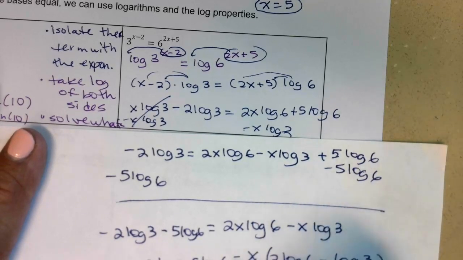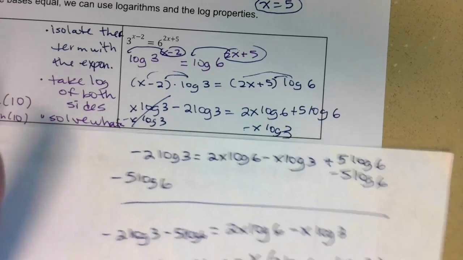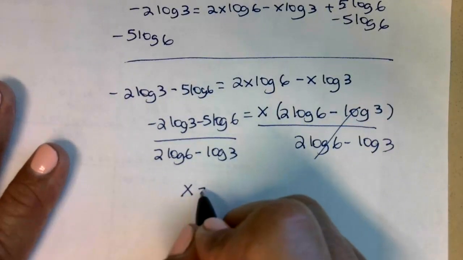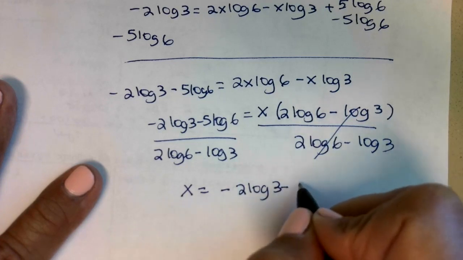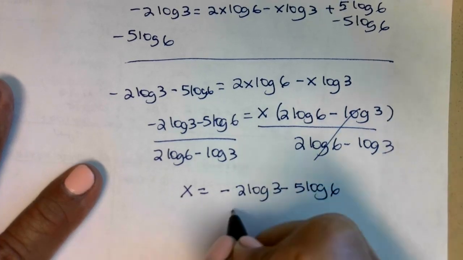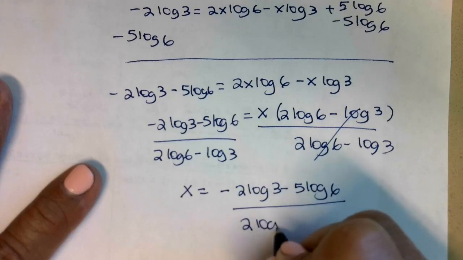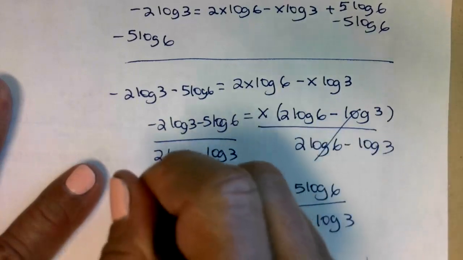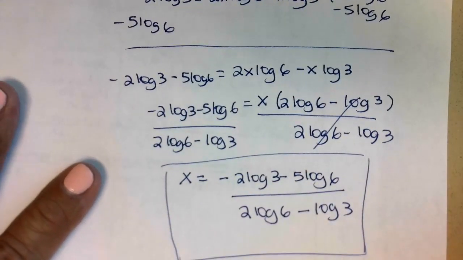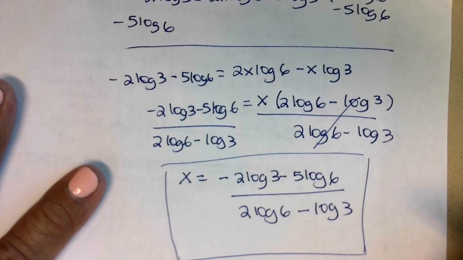And then divide both sides by 2 log 6 minus log 3. Cancel over there. So our final exact answer: negative 2 log 3 minus 5 log 6, divided by 2 log 6 minus log 3. Oh my gosh. Now, catch your breath.